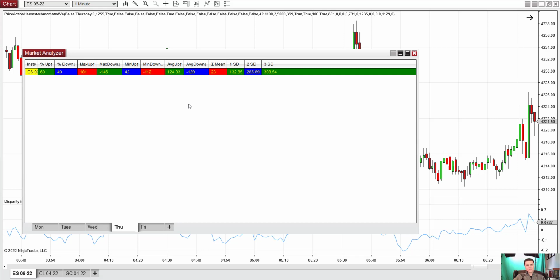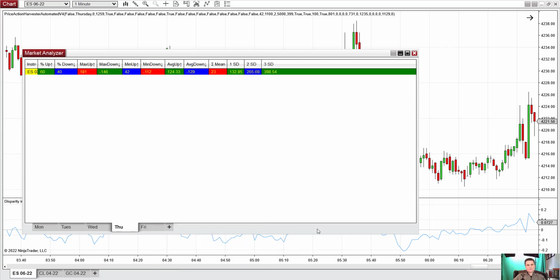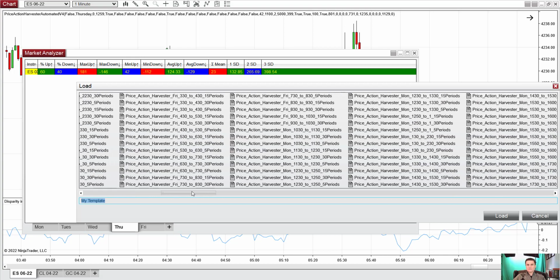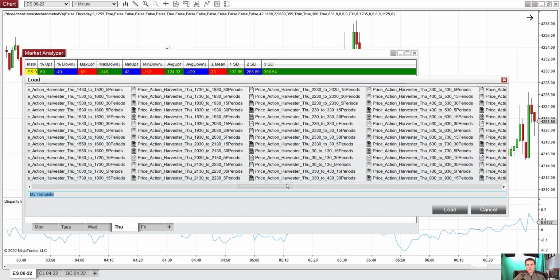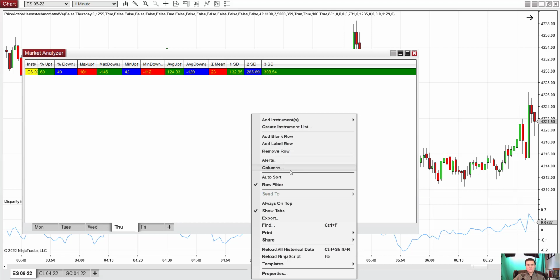But if you are trading aggressively, you're an active trader, it's, in my view, a very easy decision to buy this. Okay, so I've loaded Monday, Tuesday, Wednesday, Thursday, Friday. I can show you. And how did I load it? Basically, I choose my templates. Anybody who gets Price Action Harvester, the indicator, as opposed to Price Action Harvester Automated, which is the strategy, would also get these templates as well. So I've loaded the relevant templates, and let me show you the columns.